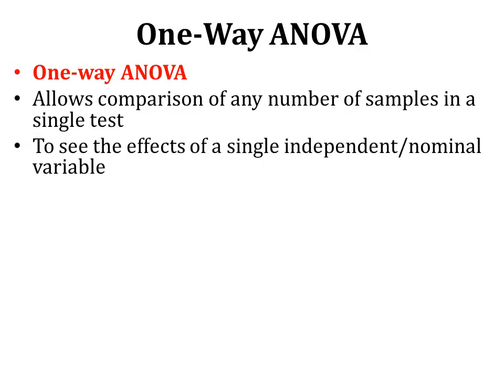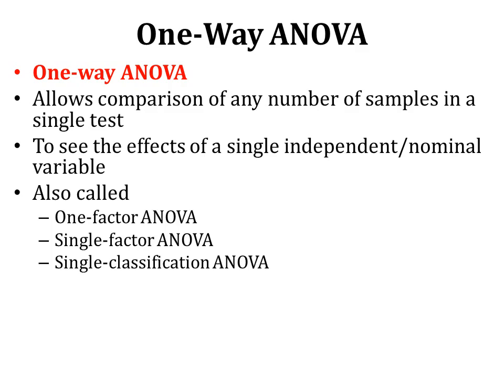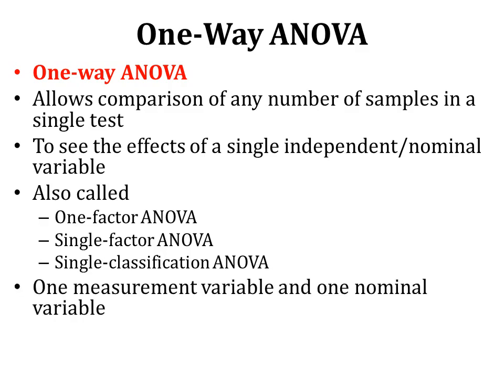And we can do that test to see the effects of a single independent or nominal variable. So this is the point to consider here, that in the case of one-way ANOVA, we are going to see the effects of only a single type of independent, nominal, or predictor variable. This ANOVA is also known as one-factor ANOVA, single-factor ANOVA, or single classification ANOVA. So these are different names for one-way ANOVA.